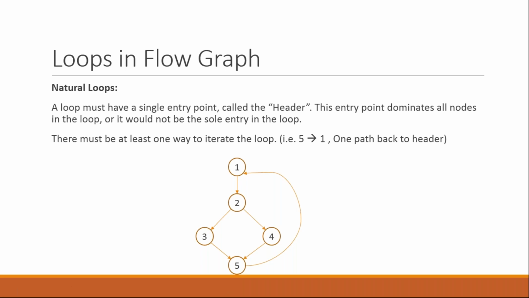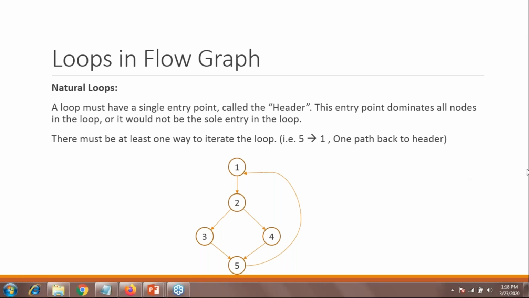So node number 5 goes back to the first node at the last point. So there is one path back to the header. Can I say that the one path back to the header is known as the natural loop?